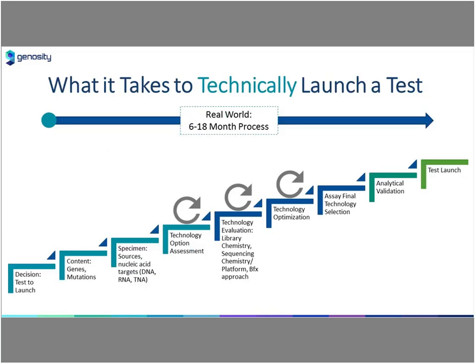So it's really important when we are looking at technologies to start with the entire process. And so here is the process really from the concept of I want to bring a test to market, or I want to develop a test, whether it be for research or clinical applications, all the way through that launch. It involves things like, before we're even talking about chemistries or sequencing instruments, what content do we care about? What are the genes and mutations we need to consider? What types of specimen sources do we need this chemistry and these technologies to work with? How do we assess the available options?